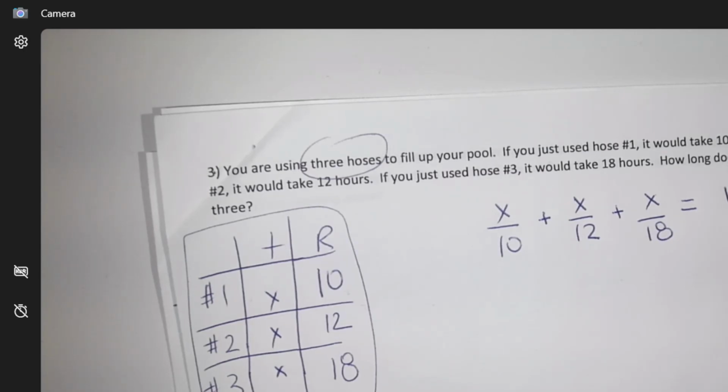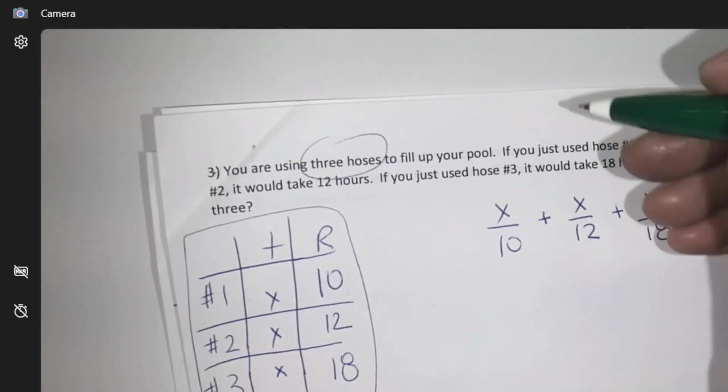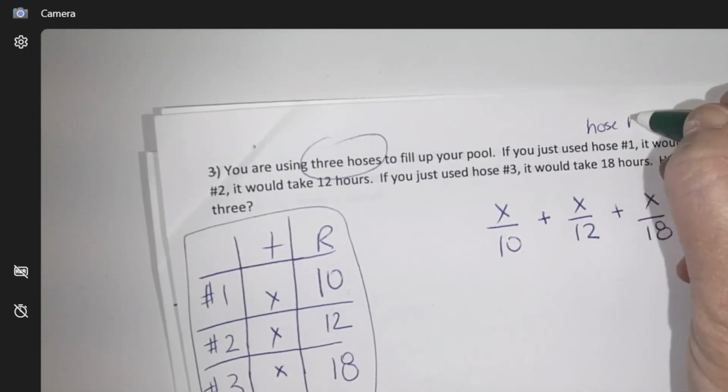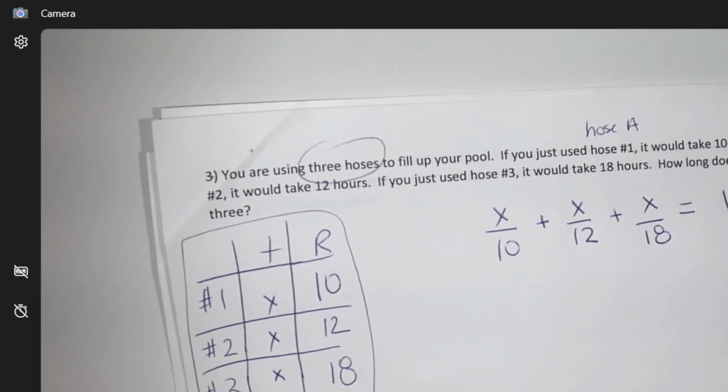So I always remember in the past, this question always made me giggle because instead of using 1, 2, and 3, I used A, B, and C. Do you see what would be funny if I used A, B, and C? This used to be my question. Using hose A. Got it?